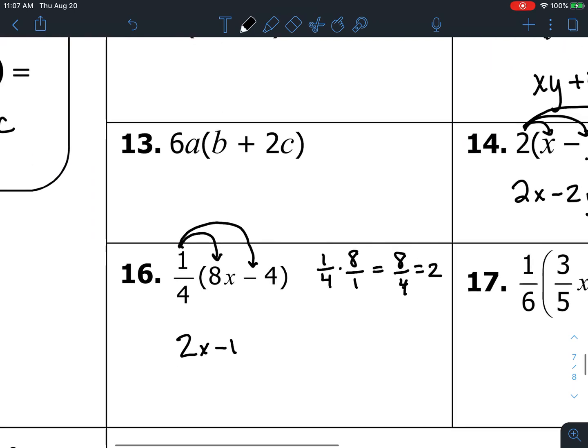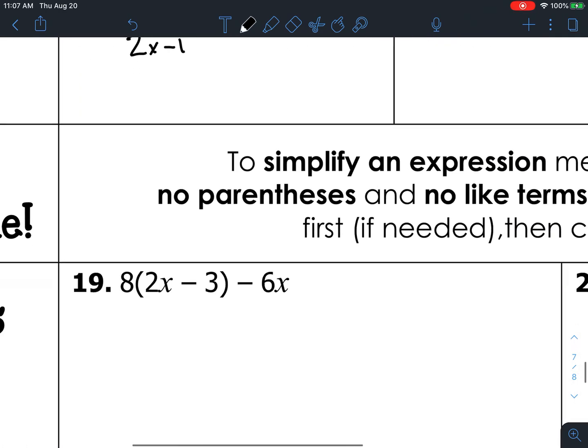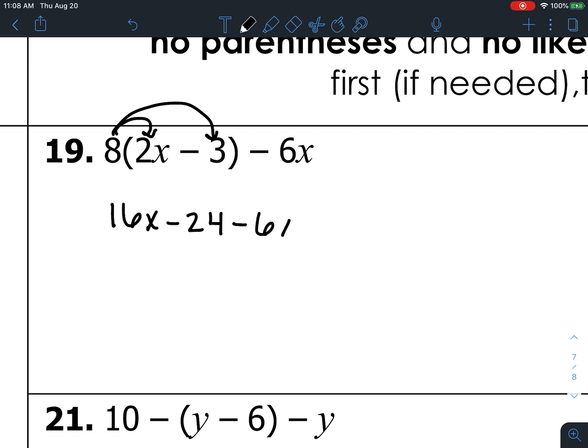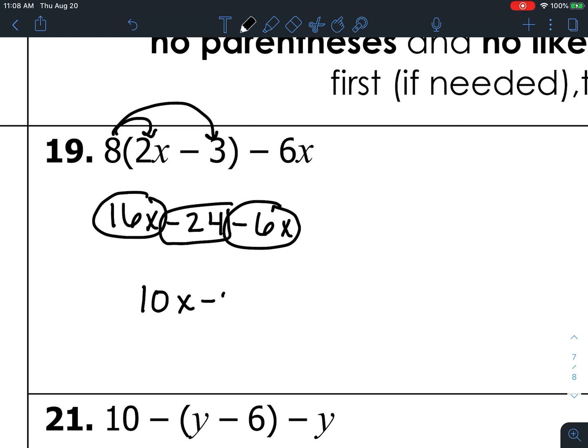So let's work on some ones that we can combine here. So if we're going to scroll down here to number 19, I'm going to distribute first. So 8 to my 2x and my negative 3, so that'll give me 16x minus 24. And I'm just going to bring down my 6x. So again, distributing and then combining. I'm going to combine my variable terms of 16x minus 6x. That'll give me 10x. And there's nothing to combine with my constant, so I'm just going to leave it alone. Minus 24.